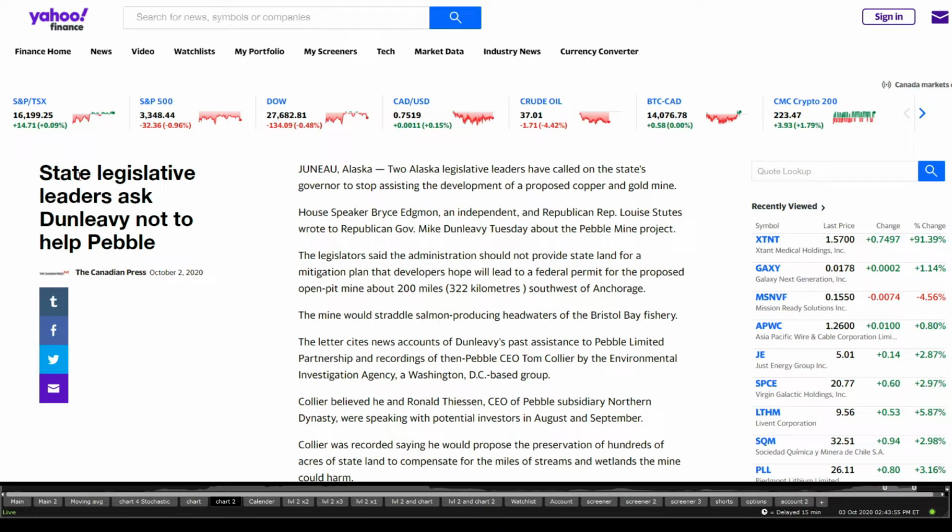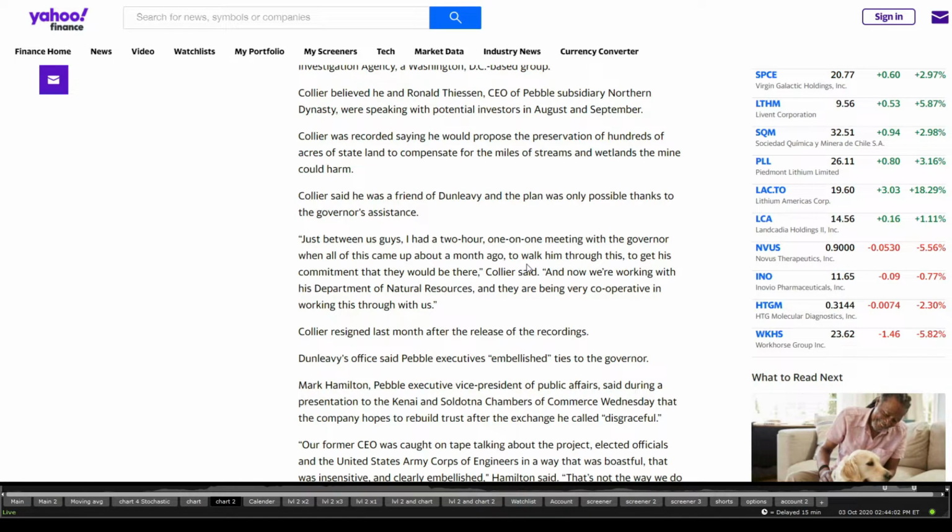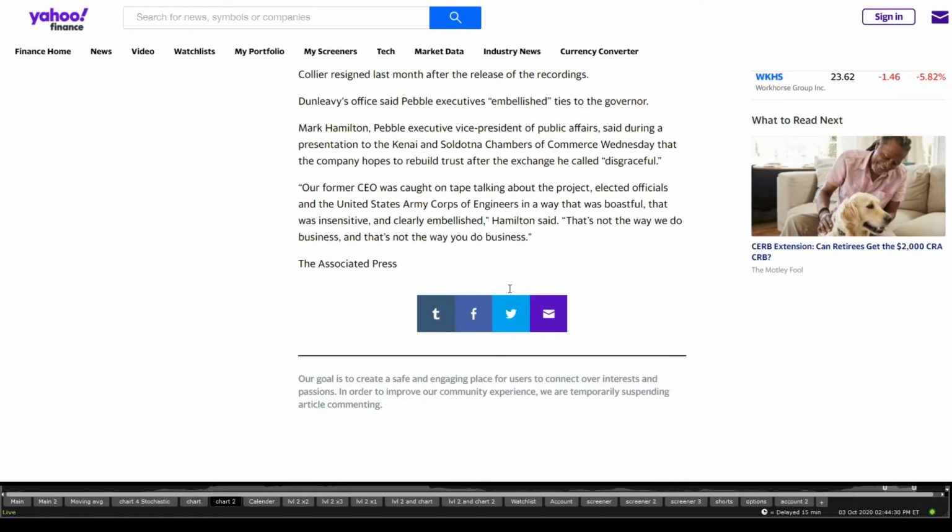State legislators, legislative leaders asked Dunkley not to help Pebble mine, and this is regarding the CEO. And apparently there are things that the CEO did in terms of trying to go around the actual normal process with the governor. And here's a quote of him saying, "Just between us guys, I had a 2 hour one-on-one meeting with the governor when all this came up a month ago to walk him through this and to get the commitment that we would be there. And now we're working with his department, natural resources, and they are being very cooperative and working with us."